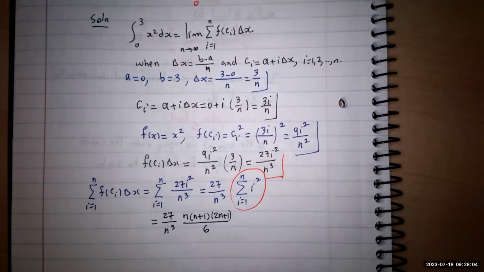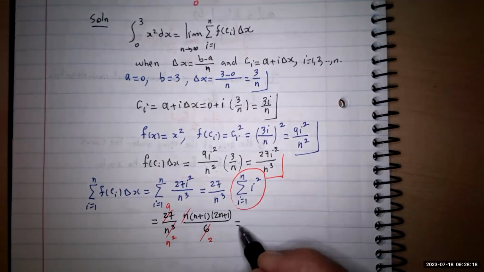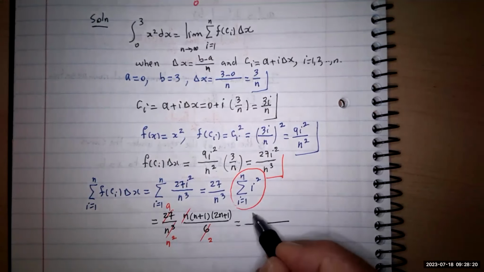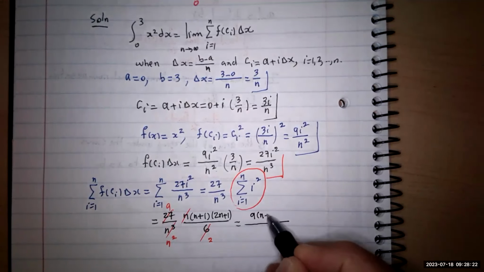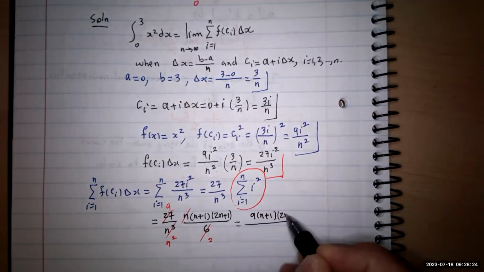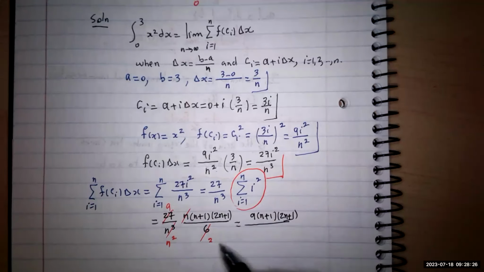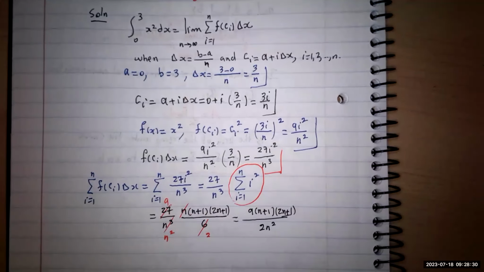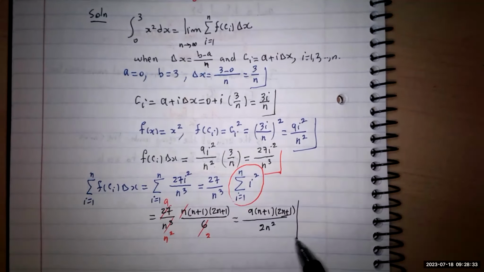Simplify it. How are we going to simplify? You see, one n would disappear. That gives you n squared. 6 and 27 divided by 3: 2 and 9. Leftover on the top is 9 times (n plus 1) times (2n plus 1), divided by 2n squared. You see, this is how you simplify it. Any question?